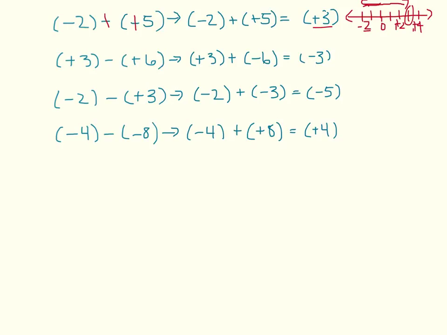Next one, positive 3 plus negative 6 equals negative 3. Again, if we look at our number line, we have positive 3 plus negative 6. 1, 2, 3, 1, 2, 3 ends up at negative 3. Next one, negative 2 plus negative 3 equals negative 5 in our number line.